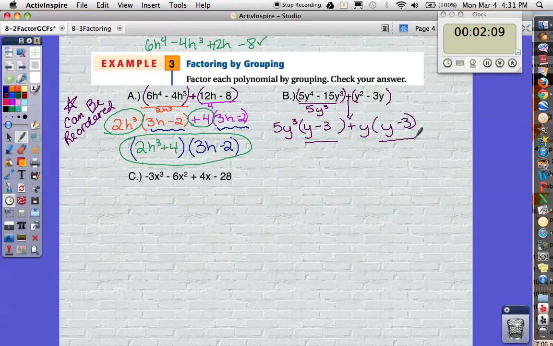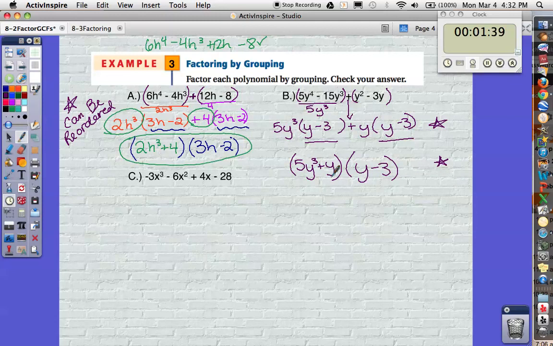If you are going to be able to factor the polynomial by grouping, the binomials will have to match. And we normally start with 4 terms for factoring by grouping. So I would have y minus 3 written only once. These 2 lines are the same. Y minus 3 is being multiplied by 5y cubed plus y.